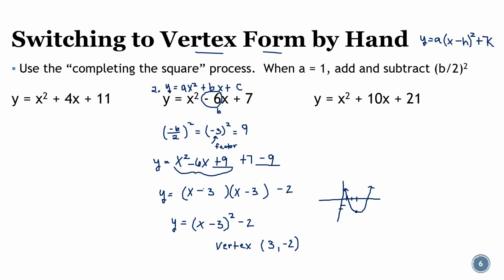So I'm always going to give you this process. This process works when the a is 1, and then you take the b divided by 2 and square it, and you just add and subtract that, and you do that very strategically, putting that addition to make a trinomial that will factor, putting the subtraction to keep the equation balanced.